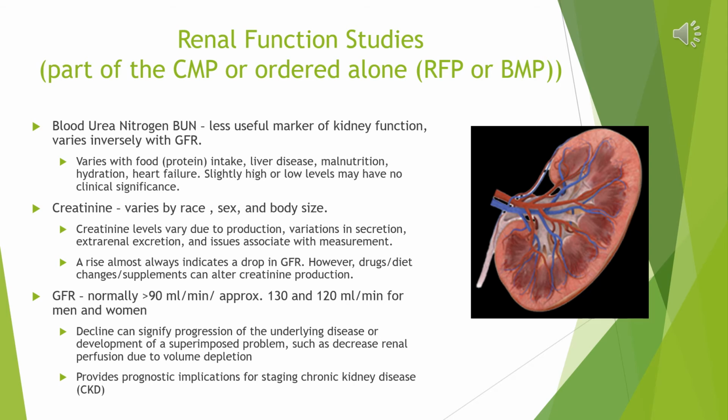That's what, we're not going to be staging that as any kind of chronic renal disease. But a lot of reference ranges will be 130 for men and 120 mLs per minute for women. A decline can signify progression of an underlying disease or the development of a superimposed problem, such as a decrease in renal perfusion due to volume depletion or possibly hypertension. It provides prognostic implications for staging of chronic kidney disease, which you should know the different levels and ranges for the different stages of chronic kidney disease.